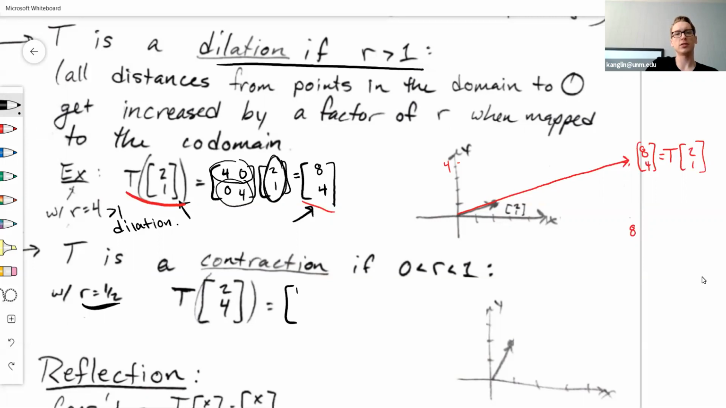We get just that same matrix, R, 0, 0, R, but with R equals 1/2 plugged in. But now our input's a little different. It's 2, 4 now. And you can do this matrix multiplication, or you can just think about what we're doing. We're contracting 2, 4 by a factor of 1/2. So what do we get? 1, 2. We just cut both entries in half.